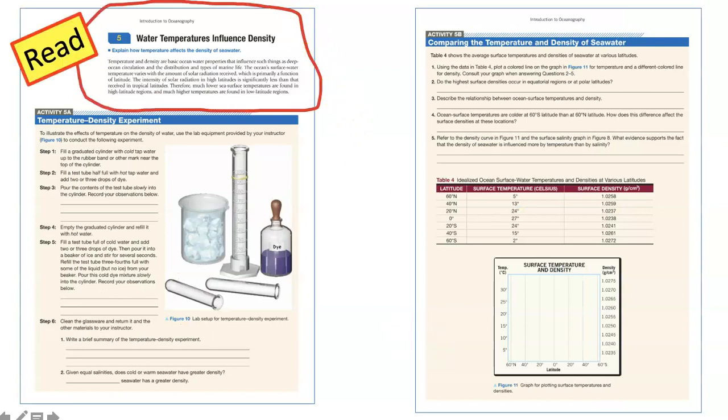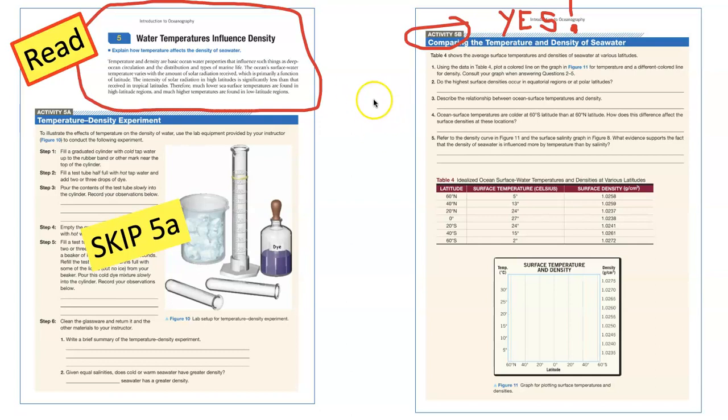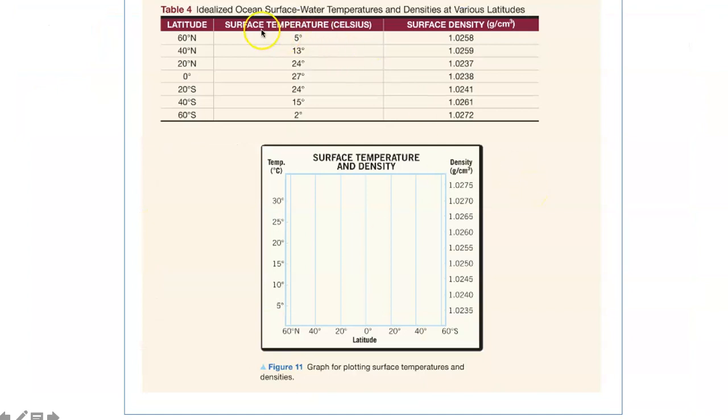Part 5 has, again, a little paragraph that you should read, although we are going to skip 5A and do 5B. Once again, we're going to be looking at a graph after you answer these questions. In this case, we're going to be plotting surface temperature of water and surface density of water. I'm going to use green for the temperature and purple for the density. At 60 degrees north, the temperature is 5 degrees, so we use the scale on the left. At 60 degrees north, the surface density is 1.0258, which is over here, and that's kind of hard to see. You might want to draw a straight line across and then put your point.